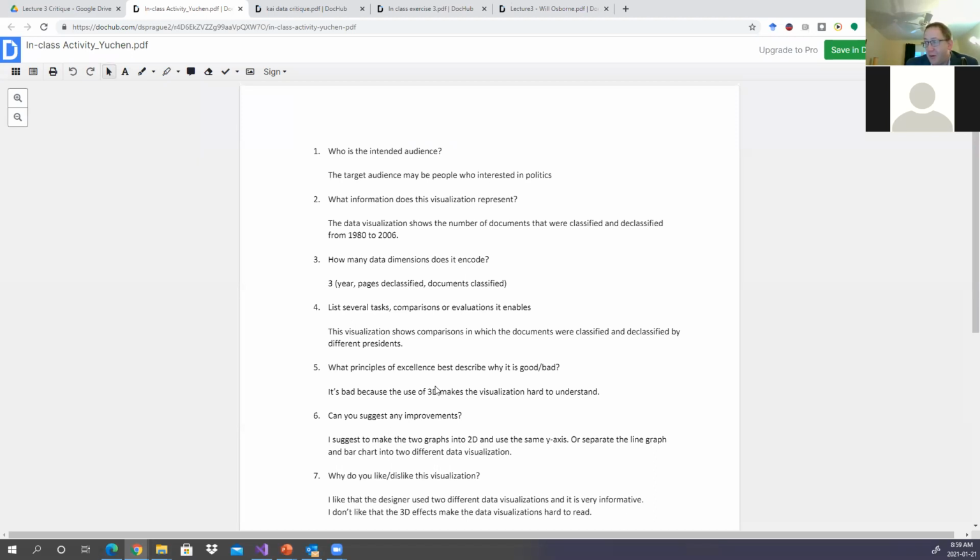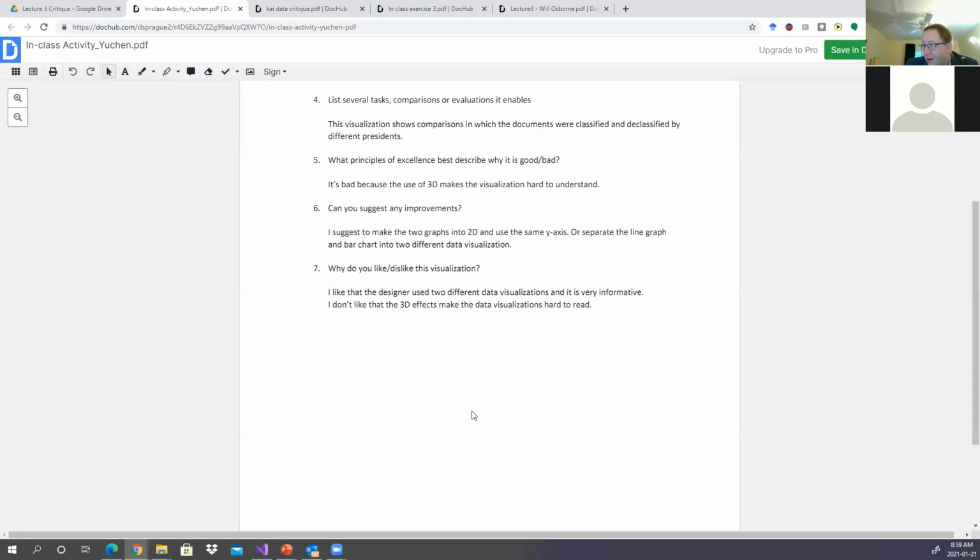Two graphs, yep, using the same y-axis would be wonderful. Or actually two different y-axes, same x-axis, right? The same year, two different y-axes, because it's the number of pages classified and documents declassified. The number of documents versus the number of pages, they're different dimensions even. But yep, that would be a nice workaround.